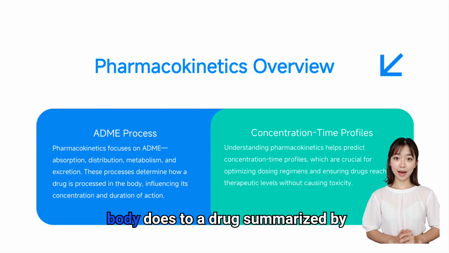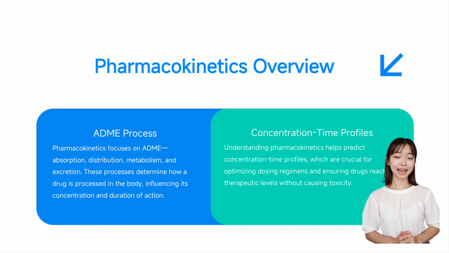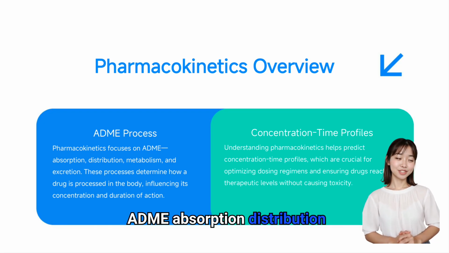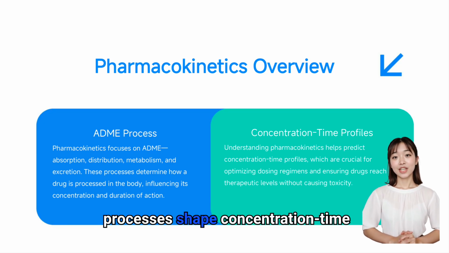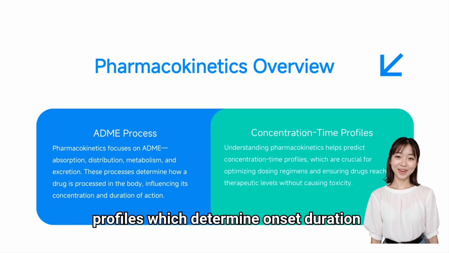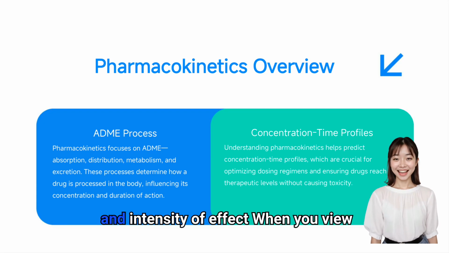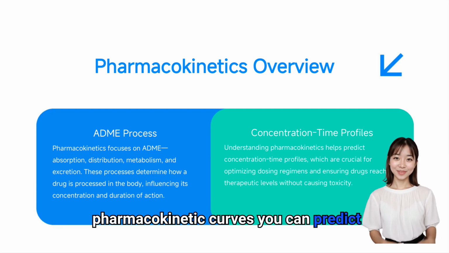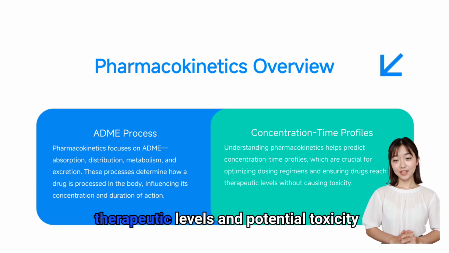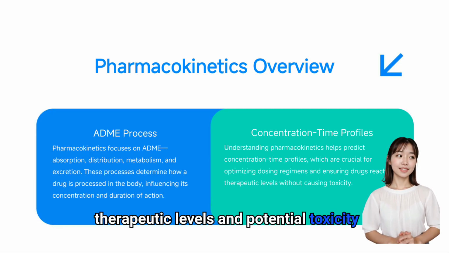Pharmacokinetics looks at what the body does to a drug, summarized by ADME: absorption, distribution, metabolism, and excretion. These processes shape concentration time profiles, which determine onset, duration, and intensity of effect. When you view pharmacokinetic curves, you can predict how dosing and route influence therapeutic levels and potential toxicity.